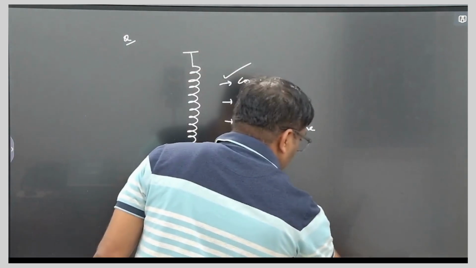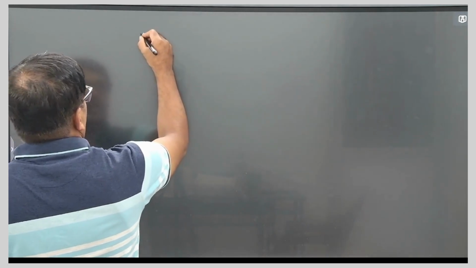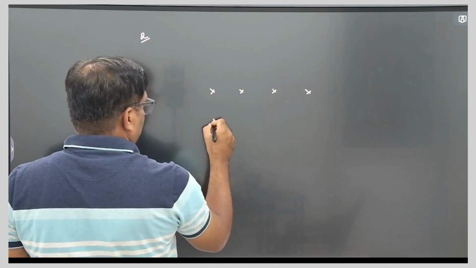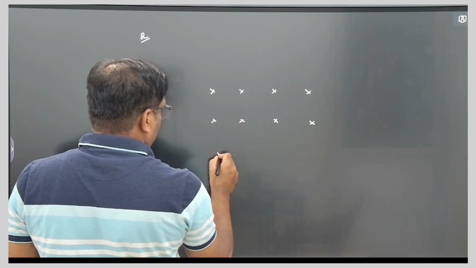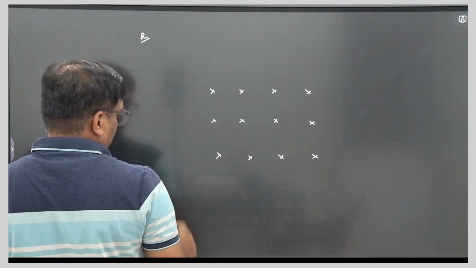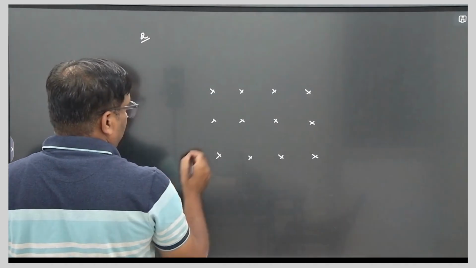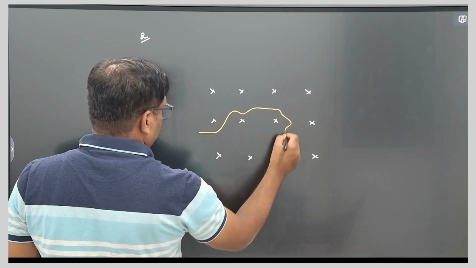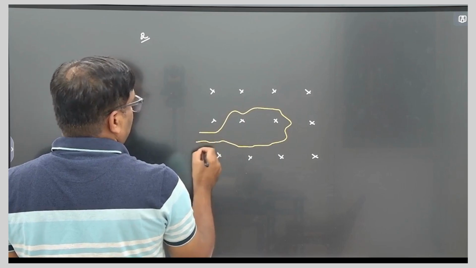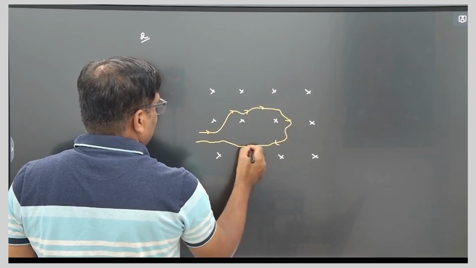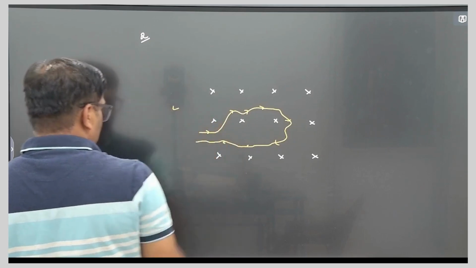Now one more application. Suppose there is a magnetic field here, this is the magnetic field. In this we are going to keep one current carrying coil. This is a current carrying coil, current is flowing through it in a random way. The length of this coil is L.